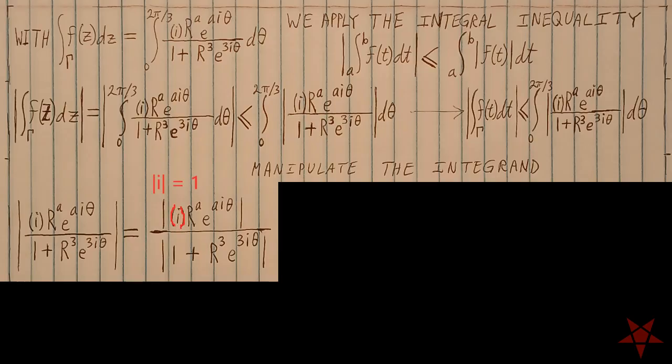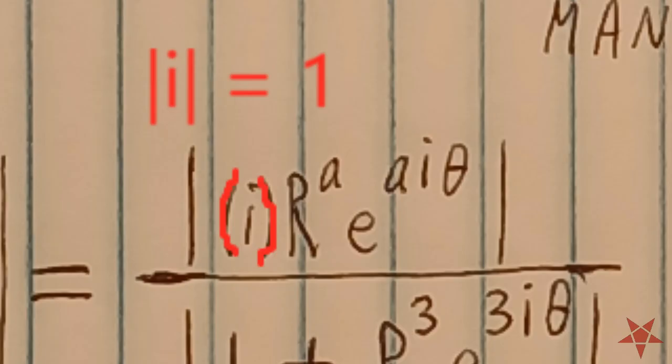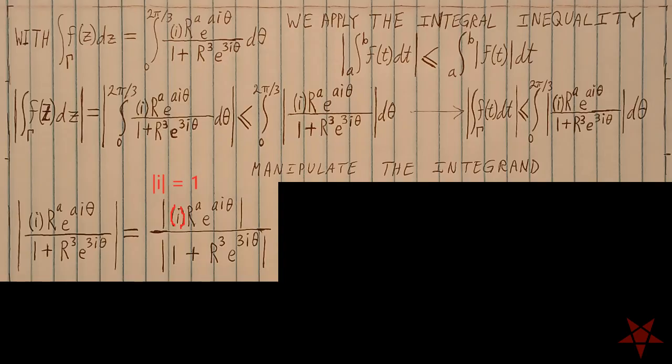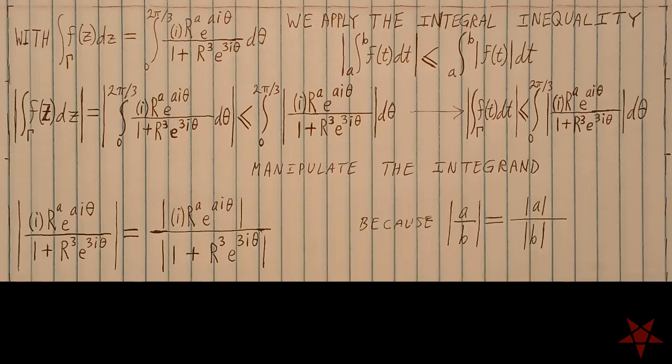The i term in the numerator drops out immediately because it has an absolute value of 1. Next, we note that the absolute value of a quotient is equal to the absolute value of the numerator divided by the absolute value of the denominator. This allows us to separately deal with the absolute values of the numerator and denominator.